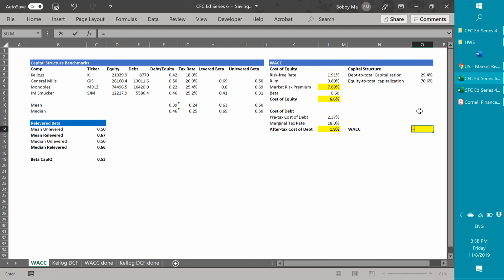So then here we just weight the cost of equity and cost of debt. The cost of equity is weighted at 70.6%, so the 6.6% is around 70% of your WACC. And 30% of your capital structure is debt, so you weight the 1.9% cost of debt by around 30%. And then you get your after-tax cost of debt of 5.25%. Cool. So that's your weighted average cost of capital.